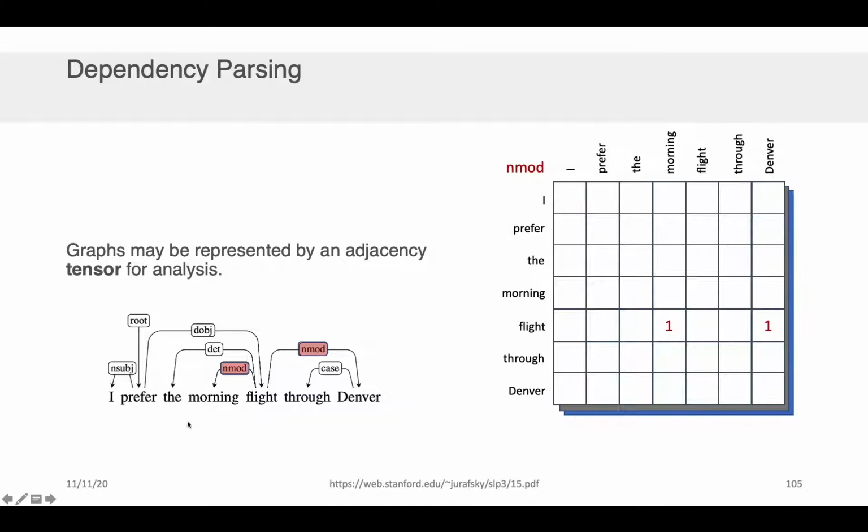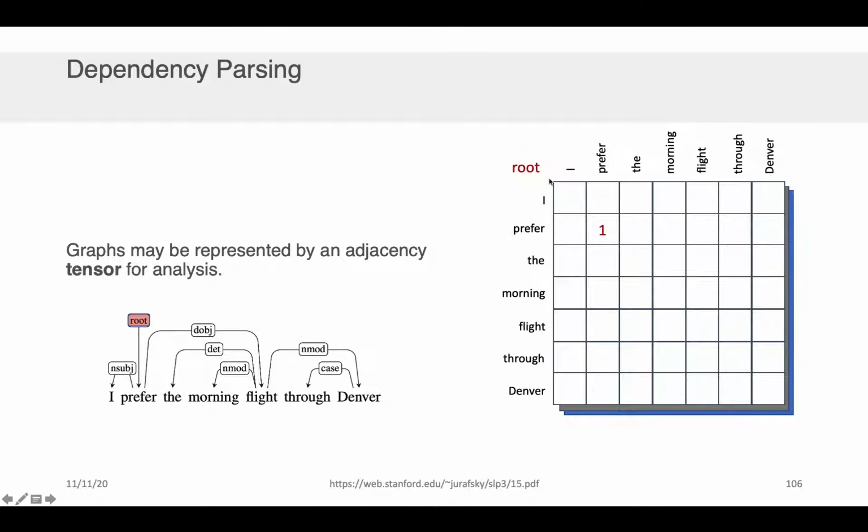So in this case, for instance, we see that flight goes to morning. So we update this matrix to say that flight goes to morning, and we're going to represent that by a 1 in this position of the adjacency tensor. And flight also goes to Denver. And so we similarly represent that here.